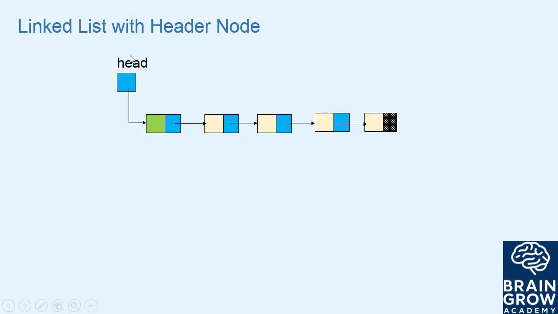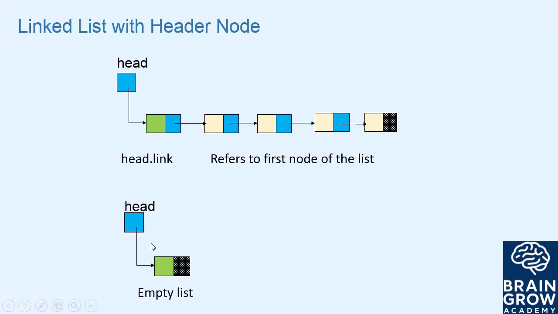We maintain a reference head that always refers to this header node. So head link refers to the first node of the list. This header node is never deleted. It exists even if the list is empty. For an empty list, the link part of this header node is null.